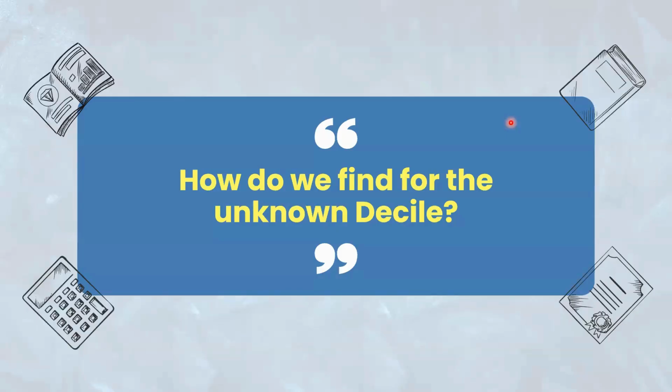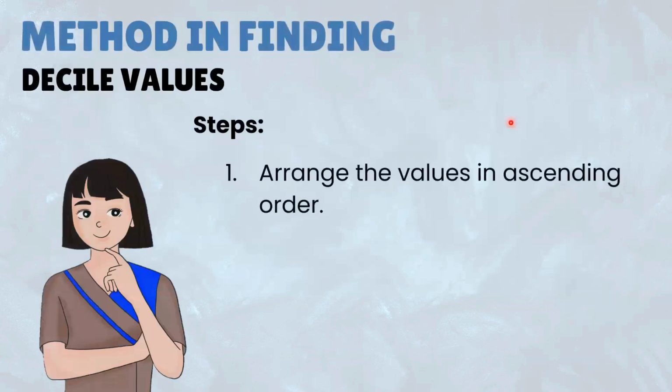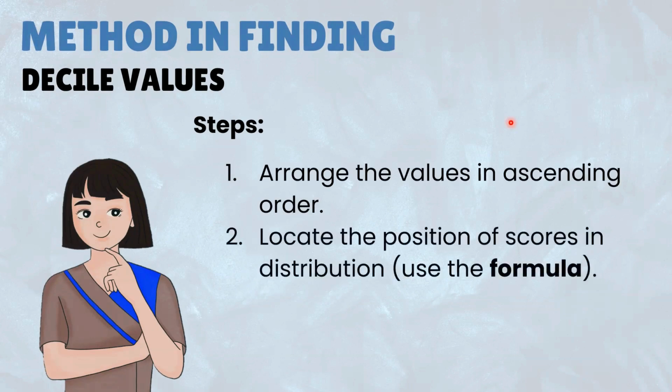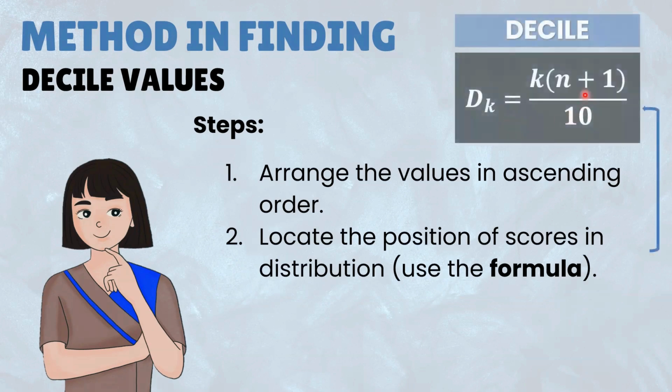Okay. So how do we find our unknown decile value? Just like in quartiles, we follow steps. First step is, again, we have to arrange our scores in ascending order or from least to greatest. Next is we locate the position of scores in our distribution. In here, we are using a formula. So this is our formula for the decile. D sub k, which represents our decile, is equal to k times the quantity n plus 1 over 10.